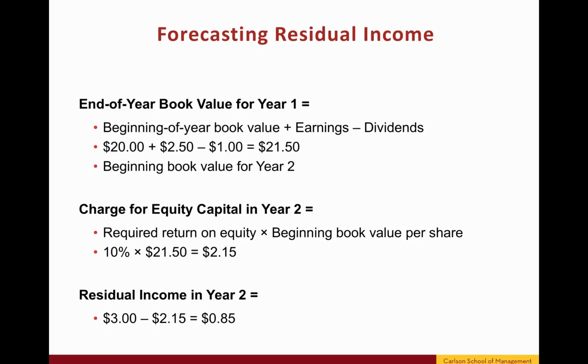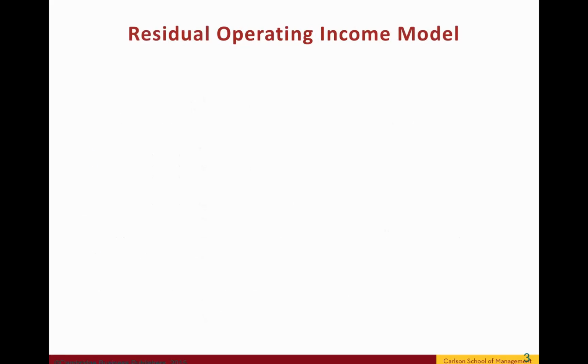This is going to be the new book value that we use to compute the charge of equity capital in year 2. So to compute the required equity charge in year 2, I'm going to take 10% of the beginning book value for year 2 of 21.50. And that means that my required equity charge for year 2 is $2.15. So my residual income now for year 2 is the $3 EPS minus the $2.15 for the equity charge in year 2, and my residual income is now 85 cents in year 2.